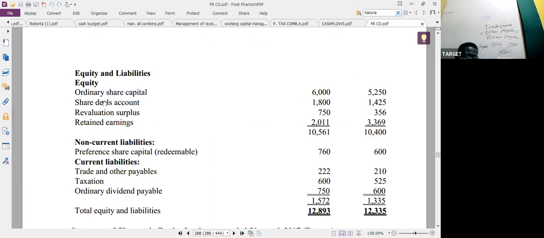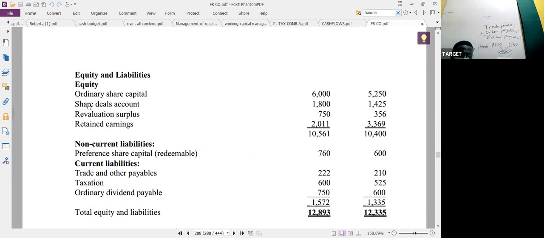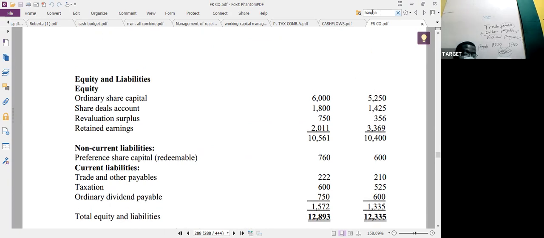Now have you seen the ordinary share? The share deal. This is what I want to explain here. Have you seen the share deal here? That's what you see in the cash flow statement. How do we get it? Good. So let's go to it.